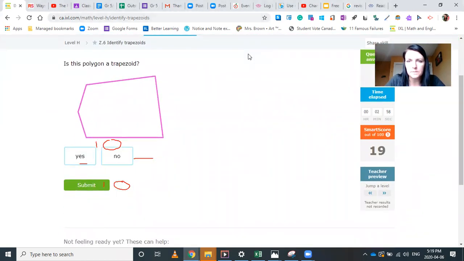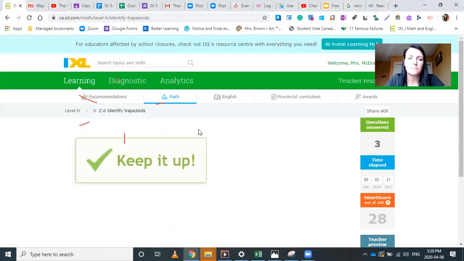Okay, and let's look at this one. Let me just erase my drawing. Okay, 4-sided shape. 1, 2, 3, 4. Oh, whoops, there are 5 sides to this, so we don't even have to see if there are any parallel lines, because we know that a 5-sided shape is not a trapezoid. So no, it is not.